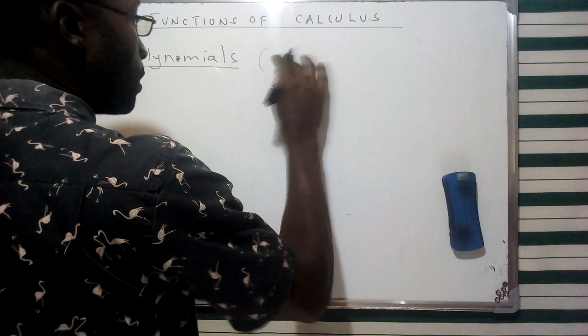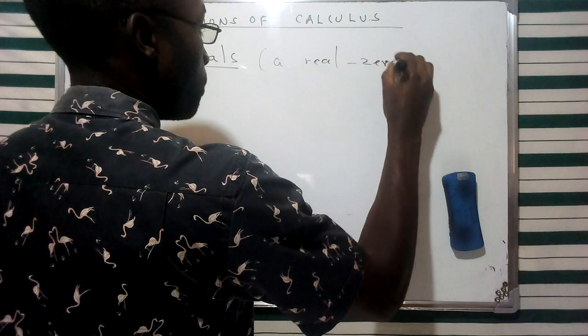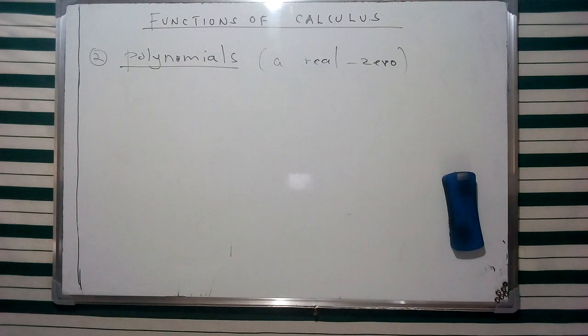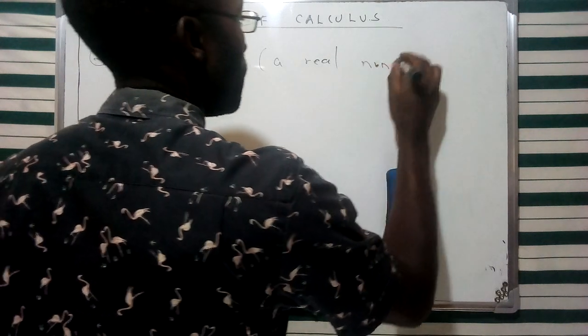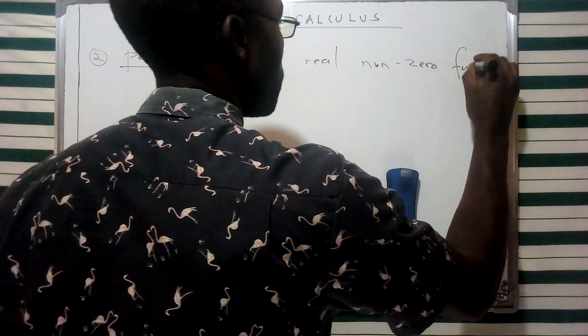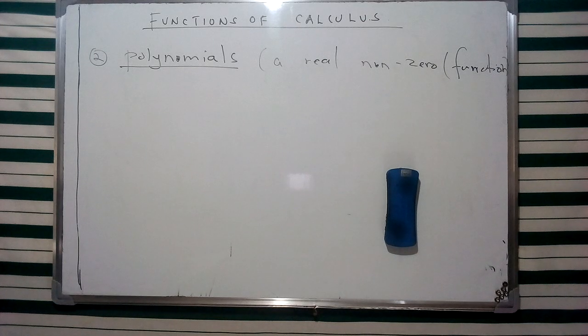So this is going to be a real non-zero function. We are going to expect its domain to consist of a slightly different set of numbers from what we are given in the case of the zero function. And we're going to define this specific function in terms of a set which consists of coefficients, which I'm going to give on the board.